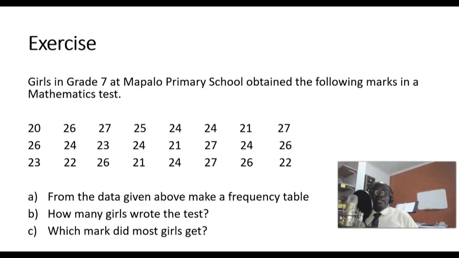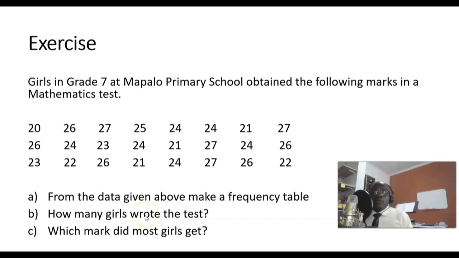All right? And then count how many got the score 20. How many got 21 marks? How many got 22 marks? Okay? And produce the tallies and write the values, the frequencies in a column that you should label frequency. Okay, and after you have done that, I want you to answer question B. How many girls wrote the test? I want you to find out what is the total number of girls who sat for this test.